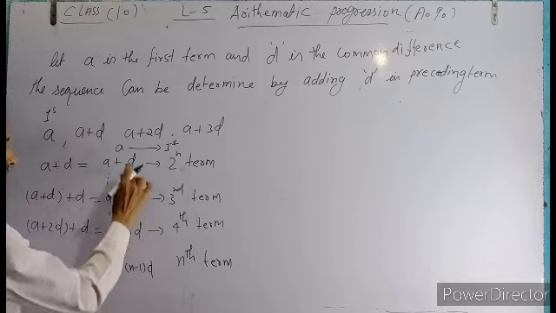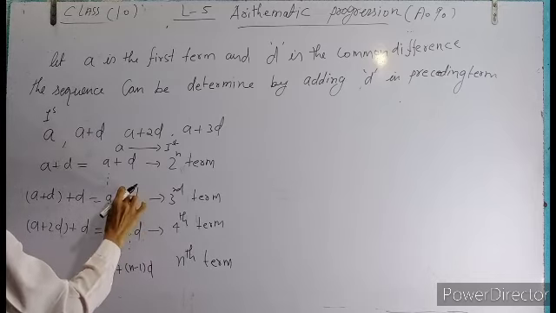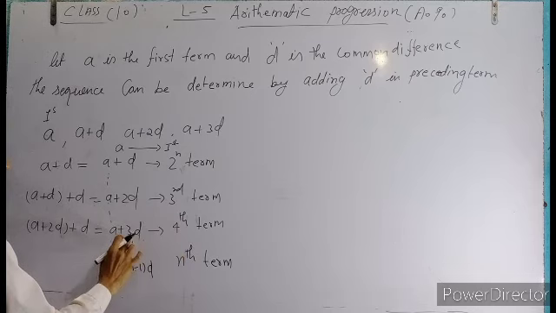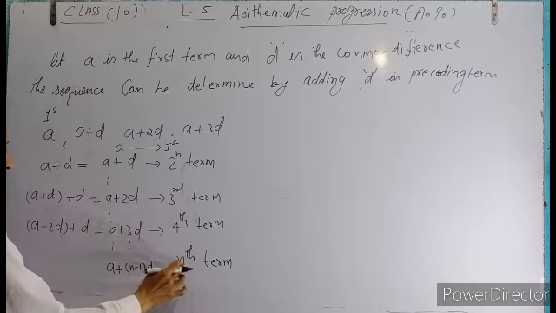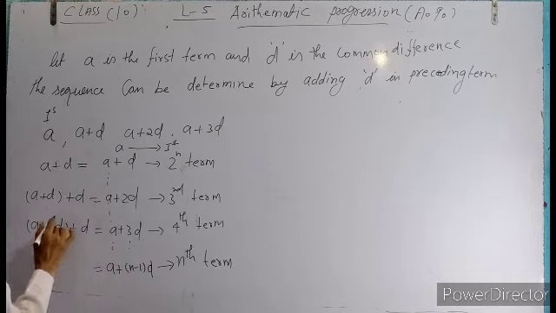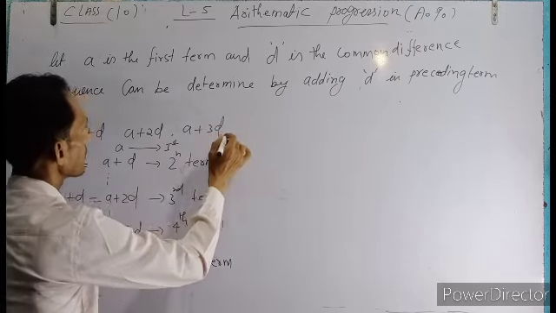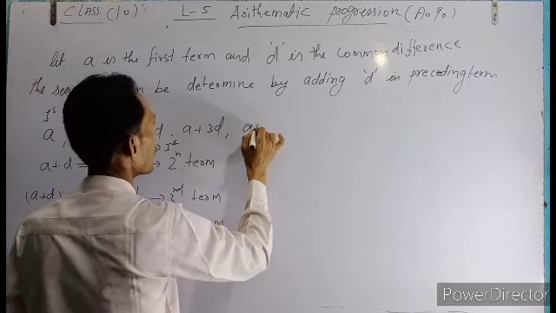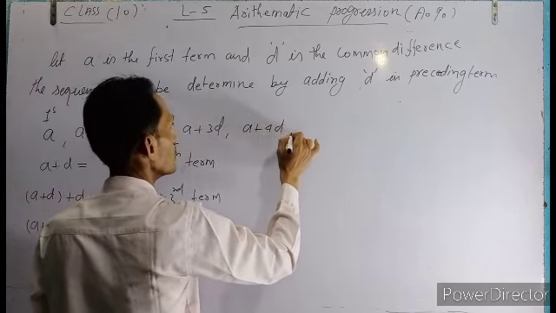Okay, that is D. D will come along with it. 1, 2, 3, comparatively less than 1. There is n, that is called the nth term. Okay, the nth term can be defined by A plus 2D, A plus 3D, up to n. So in the sequence we can say A plus 4D is the fifth term.